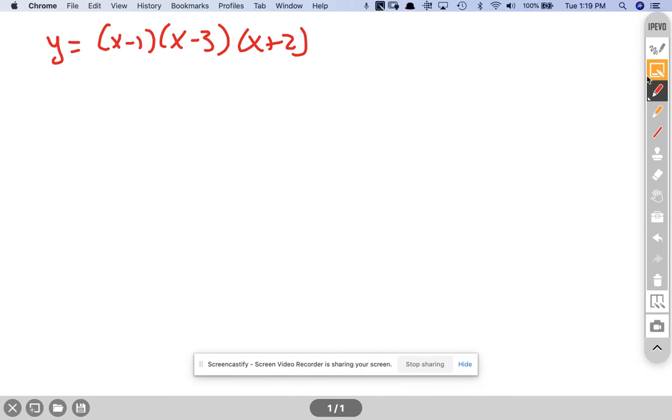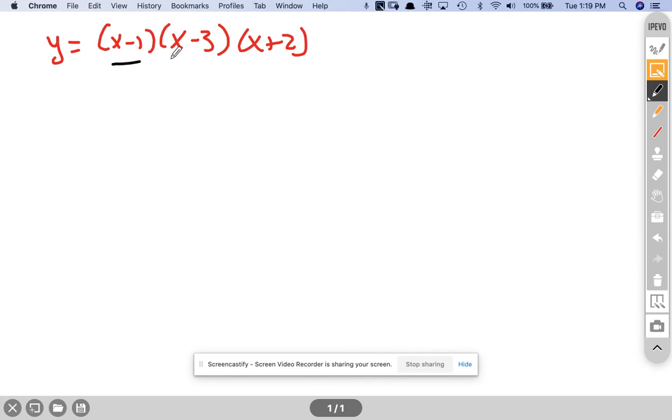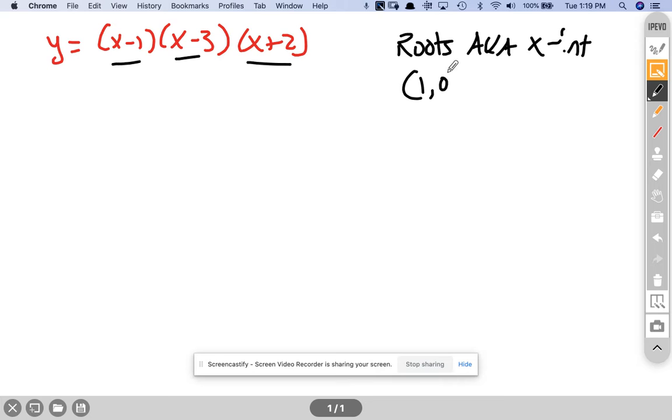Now, as we learned in the last unit, this is what we call factored form because each of these parentheses, each part, 1, 2, 3, gives us our roots, aka our x-intercepts. Okay, so we talked about factoring, splitting, and solving. I know my x-intercepts from this equation are (1, 0), (3, 0), and (negative 2, 0). Okay, so you don't have to FOIL all of this out to do any of this.